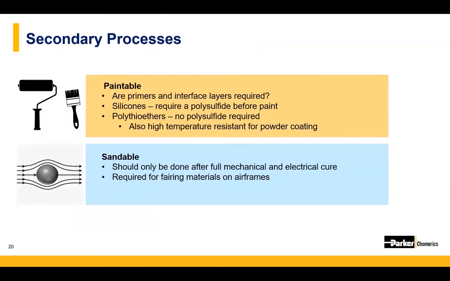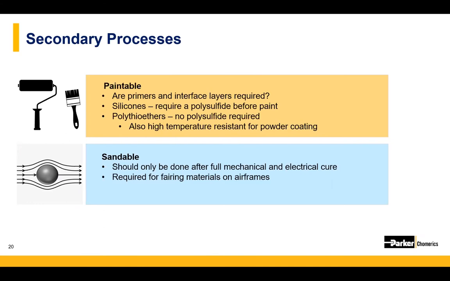So after adhesives and sealants are applied, they may actually need to be painted over or sanded to match the aesthetics of the application or for aerodynamics. So usually a primer is needed before painting. And in some cases, like with silicones, you need an extra layer such as a polysulfide system to get that paint and primer to stick well to it.